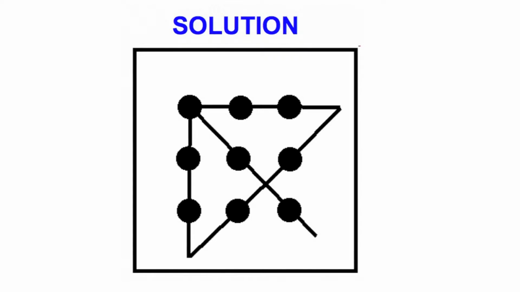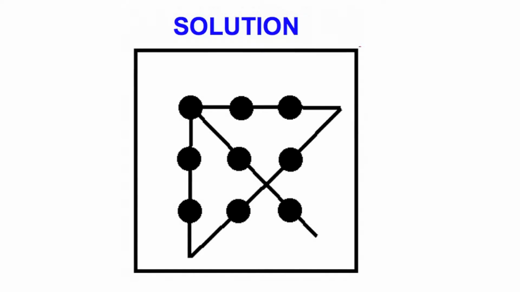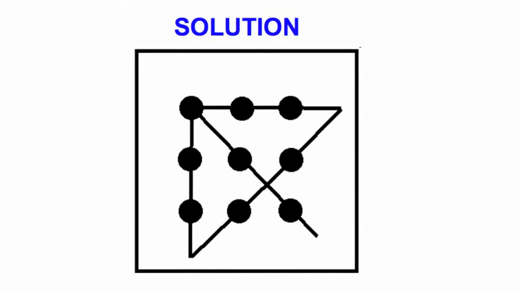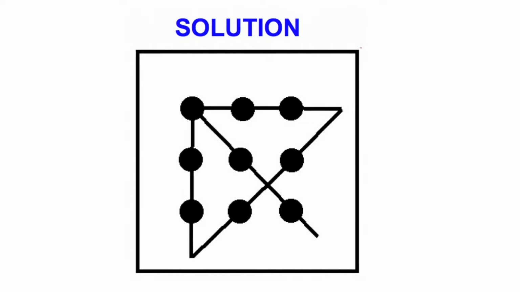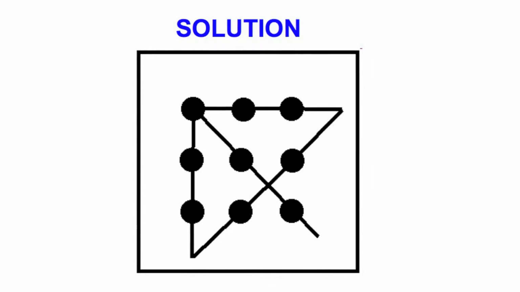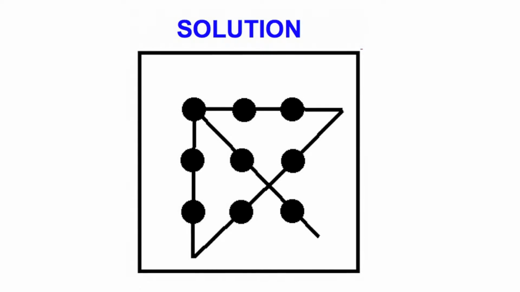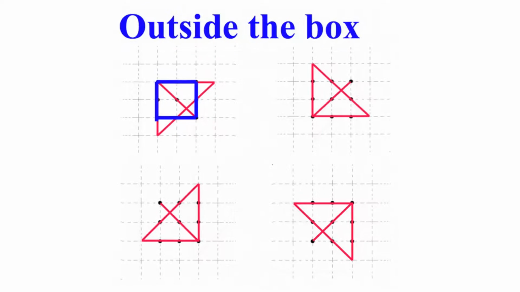Did you notice that there is an imaginary box that contains the 9 dots? And to solve the problem, you have to start at one corner of the box and then you go way past that box. This is referred to as outside-the-box thinking or creative thinking.